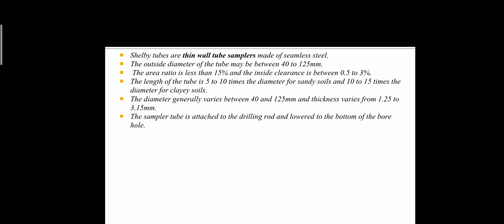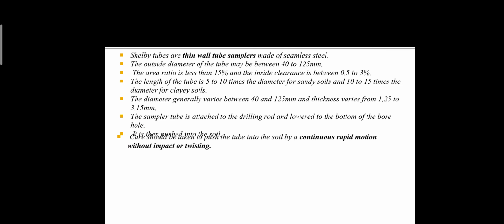Okay. The sampler is attached to a drilling rod, and it is lowered to the bottom, and here the sampler is gently pushed, so you can collect undisturbed samples. Whereas in the split tube or split spoon sampler, we will be applying hammer pressure. Here we won't apply hammer pressure, it is gently pushed inside.